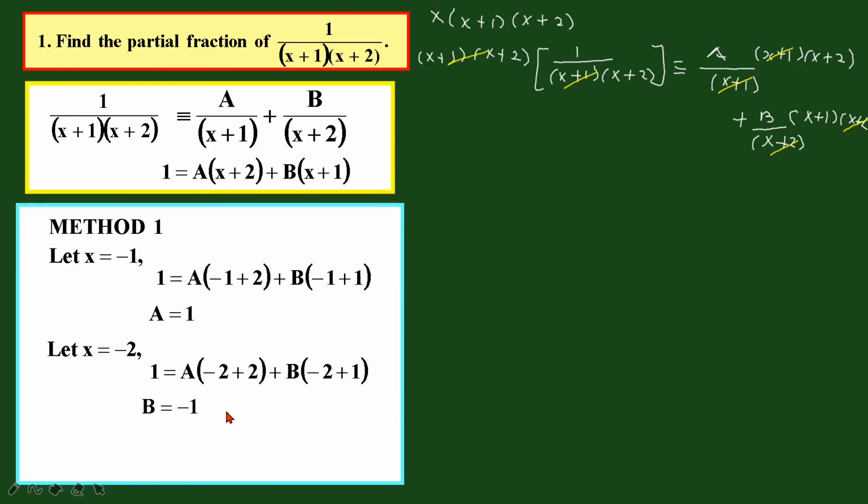Once I get both of them, the A and the B, I will fill it back into my equation. So which means my A is 1 and my B is negative 1. So I will have negative 1 over x plus 2.